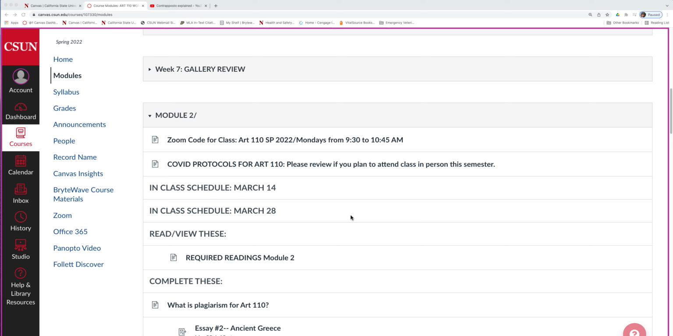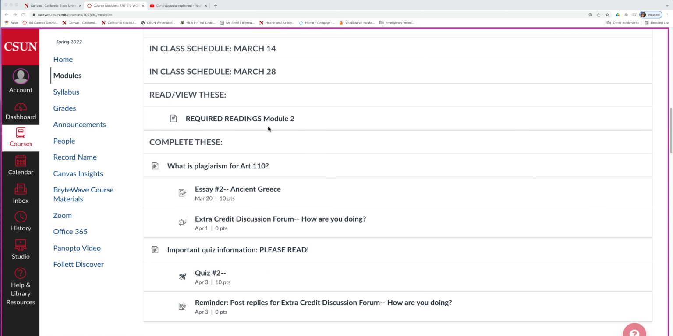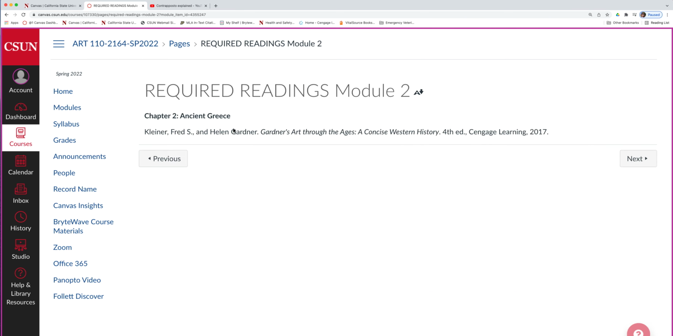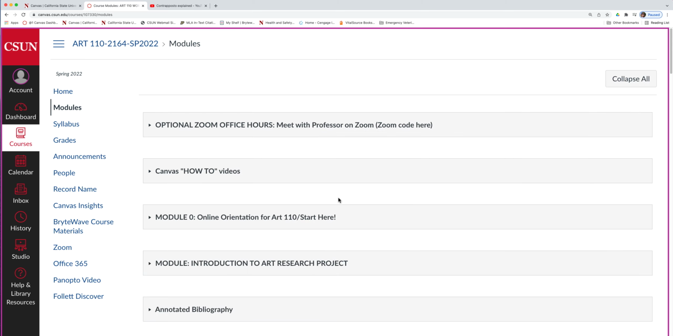Introduction for Module 2. Module 2 covers Chapter 2, which is Ancient Greece. And here I am in Canvas under Modules, and I've opened up Module 2. As I scroll down, you can see the required reading for Module 2 is Chapter 2, Ancient Greece. So get out your textbook and read Chapter 2.